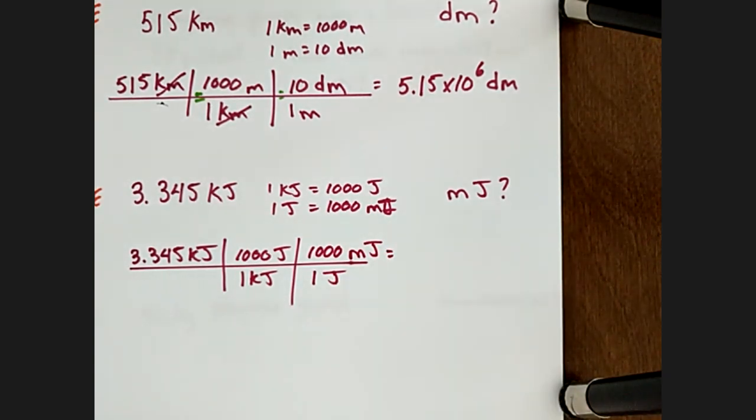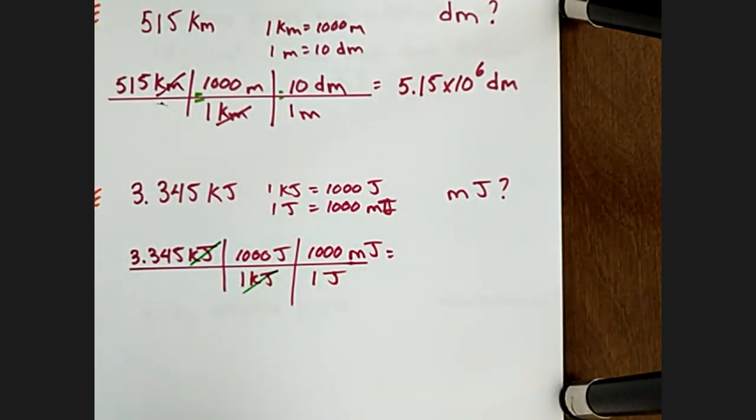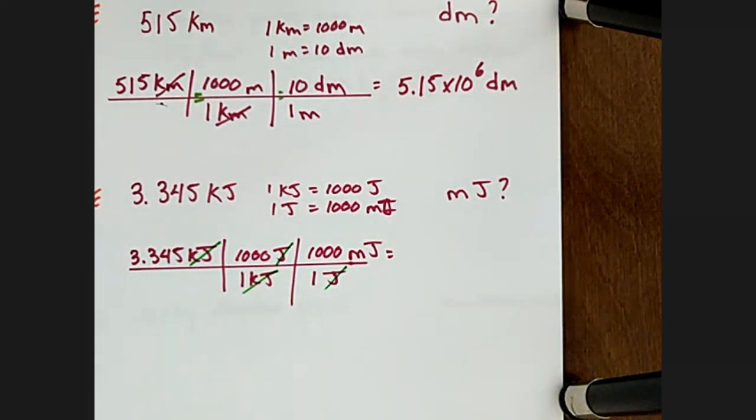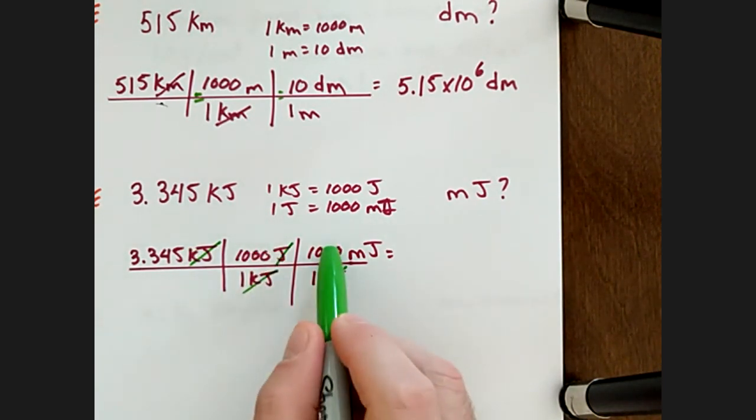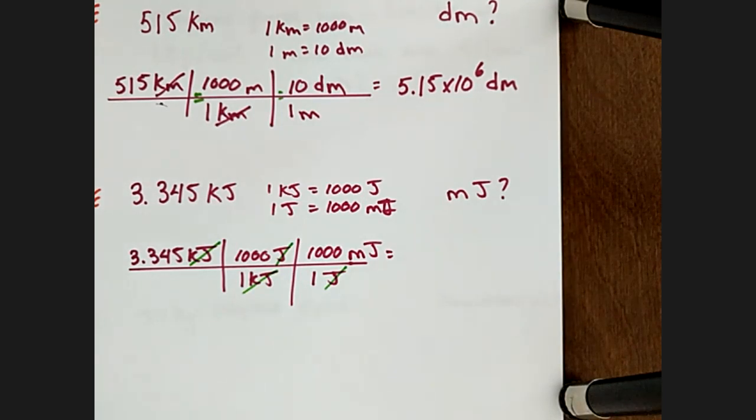By setting these terms opposite one another, they cancel each other out. Okay, dividing a kilojoule by a kilojoule, the kilojoules go away. Dividing a joule by a joule, the units go away. The unit I was looking for was a millijoule. That's the only unit that's left here. Same thing holds. We're going to multiply all the numbers on the top, divide by all the numbers on the bottom, and then that will give us our unit in millijoules.